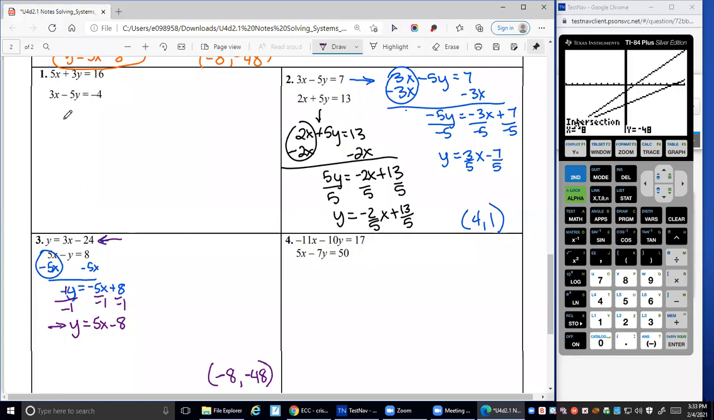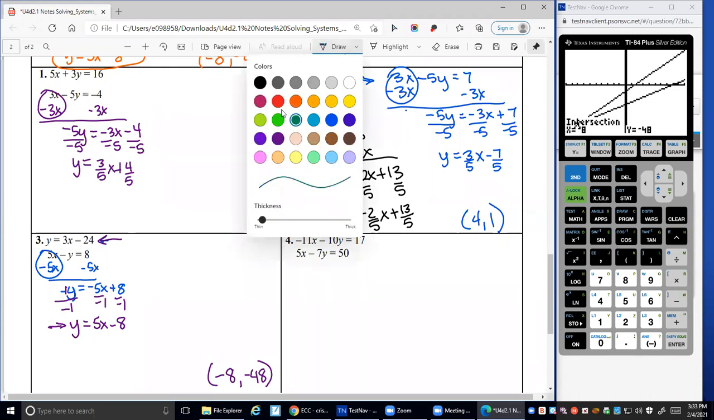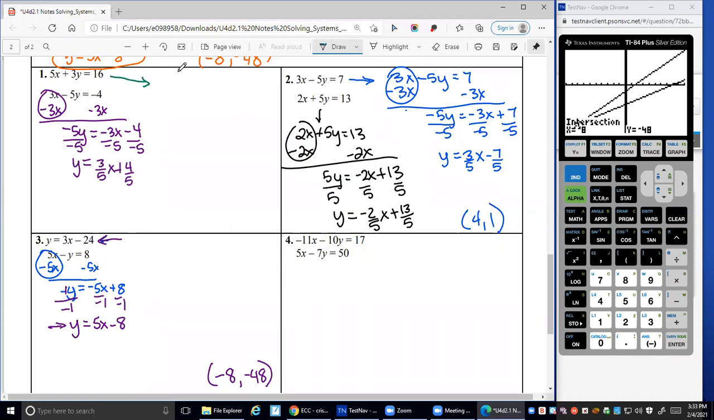So here we are, number 1. I'm going to go in here and let's go ahead, both of them, right? So this one, I'm going to go ahead and move the x, zeros out, -5y equals -3x minus 4, divide by -5. When you put this in your calculator, you end up with positive 3/5 x and positive 4/5. Shahida, is that what you got for yours? I'm going to assume yes.